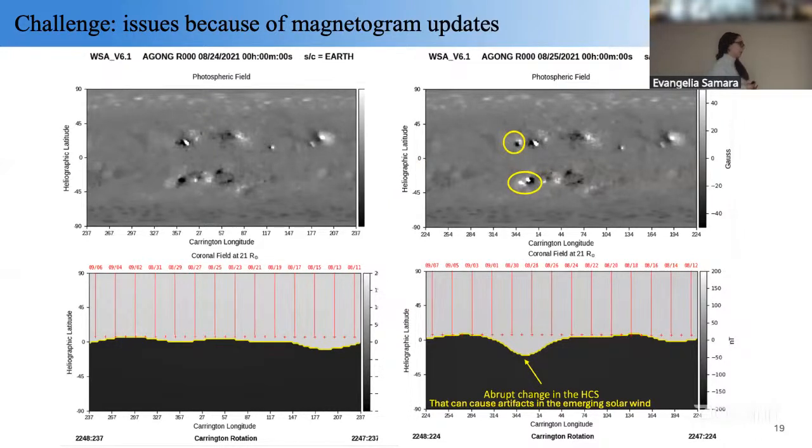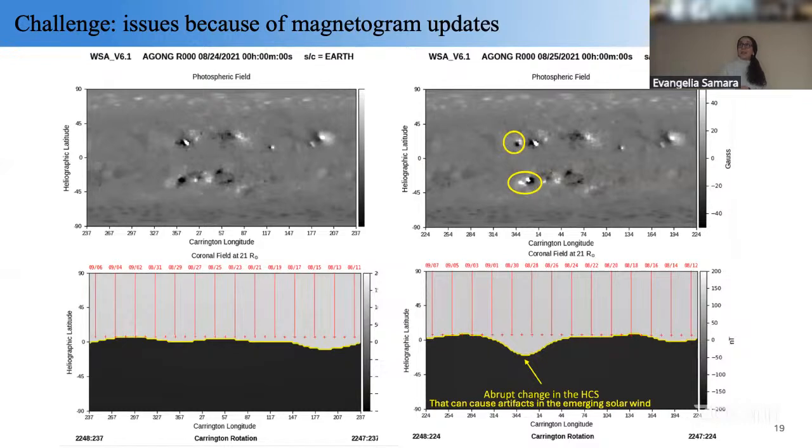Abrupt changes in the magnetic field can happen because, for example, we can have an active region suddenly appearing in the east limb of the sun. In this slide, you see an example of what I'm saying. On the left is a magnetogram of one random day, the 24th of August. And the right magnetogram is the magnetogram of the next day, the 25th of August, in which you see the sudden emergence of active regions from the east limb.